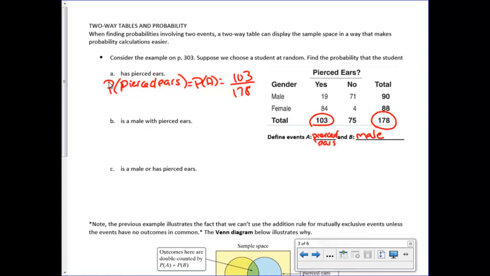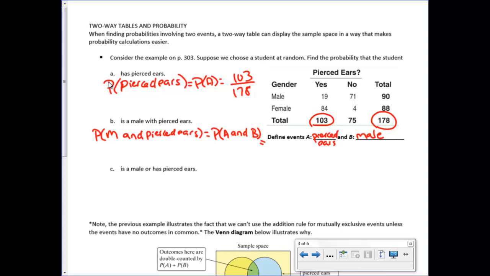The next question says, is a male with pierced ears? We could say, what's the probability of being a male and having pierced ears? But that takes up a lot of room and a lot of time to write. So shorten it up. I have male and I have pierced ears. I already defined those over here as A and B. So we could say probability of A and B equals what?